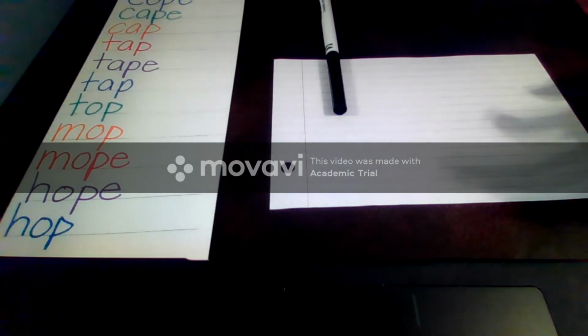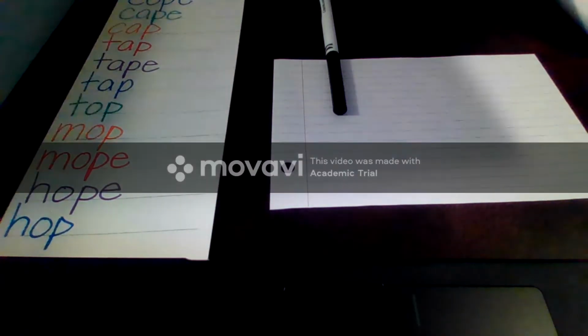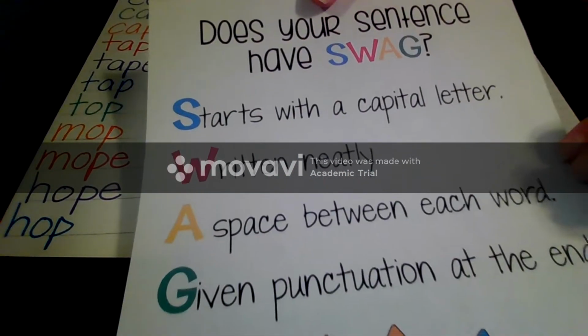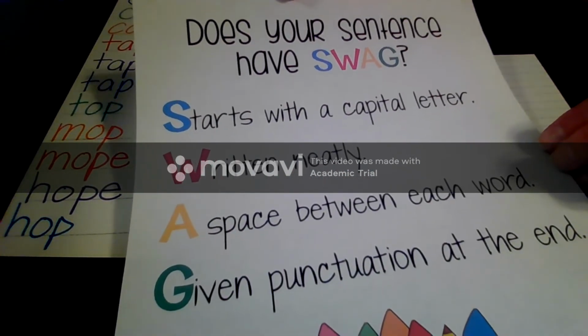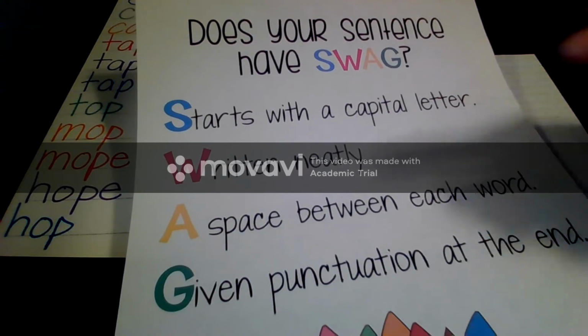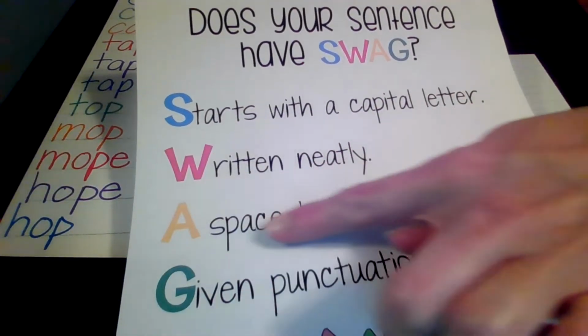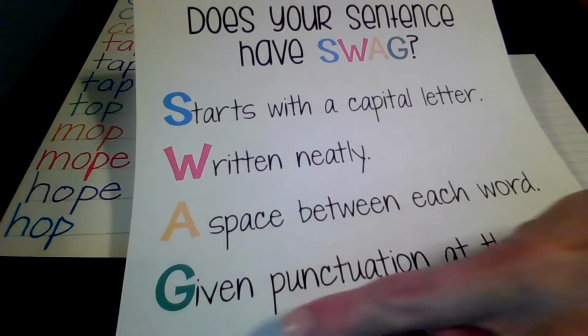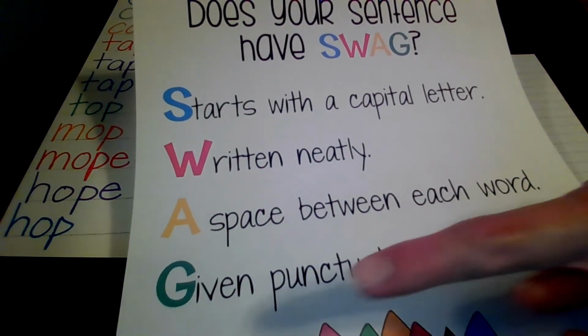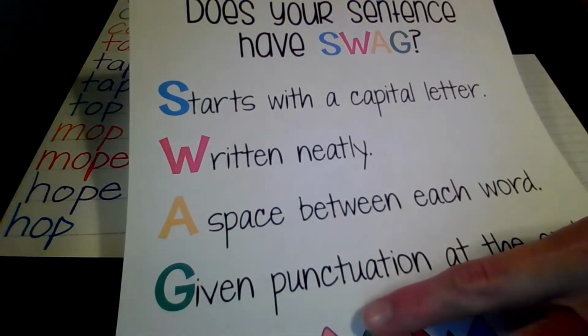All right. So our first sentence is, I hope to tape my cape. But before we do that, let's talk about swag again. So, does your sentence have swag? Remember, it needs to start with a capital letter. Is it written neatly? Is there a space between each word and given punctuation?